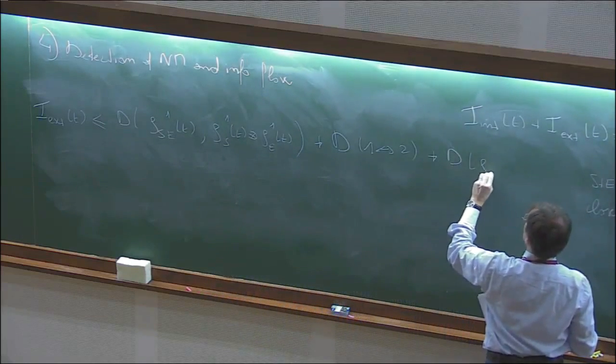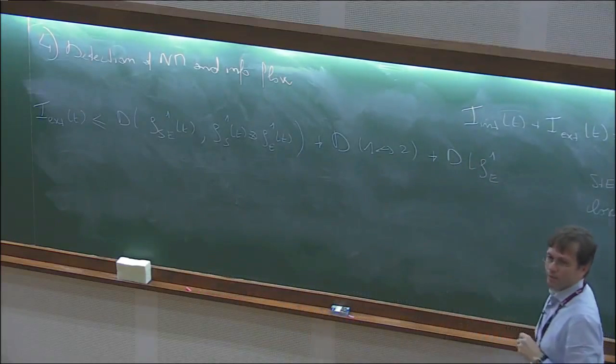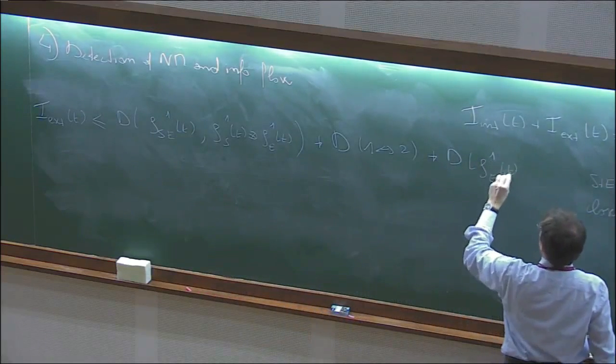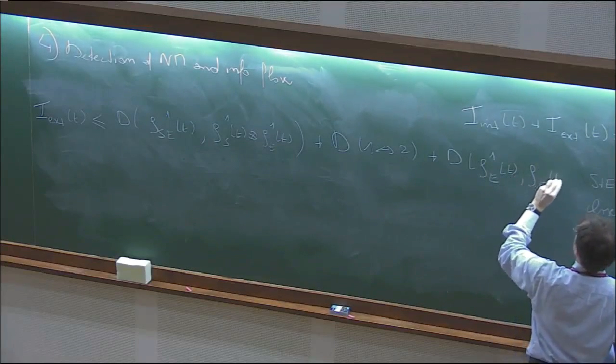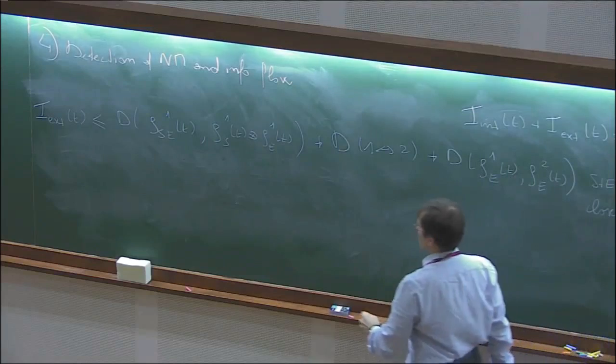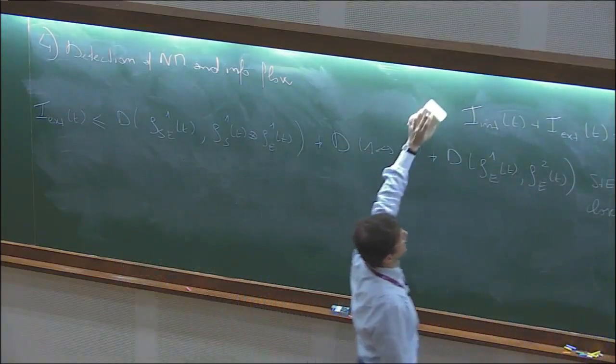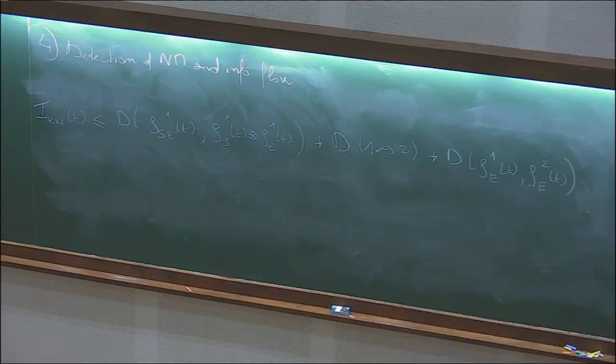Then you have a symmetric contribution in which you consider state 2 instead of state 1, plus another term, which is the distance between the state of the environment at time t, originating from the initial condition 1, and the state of the environment at time t, originating from the initial condition 2. And now I have to erase this.